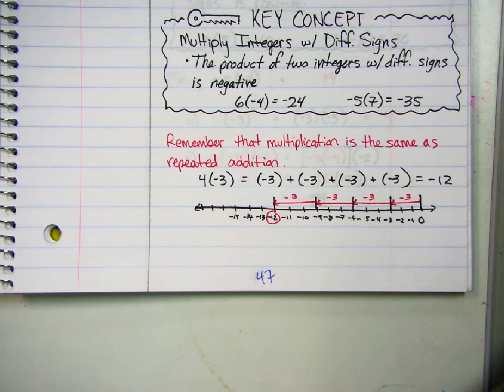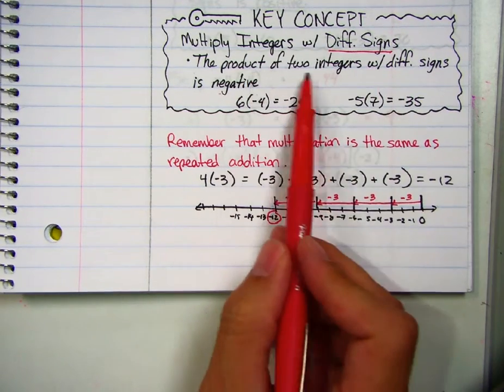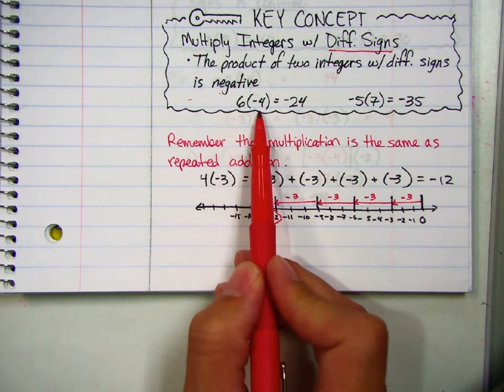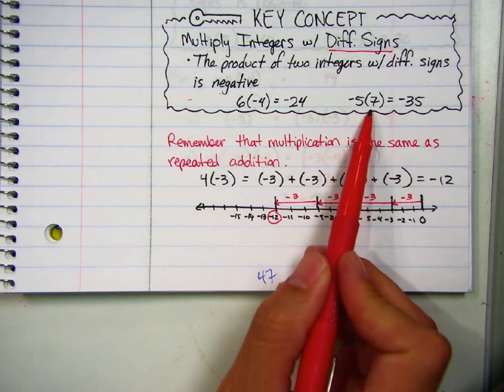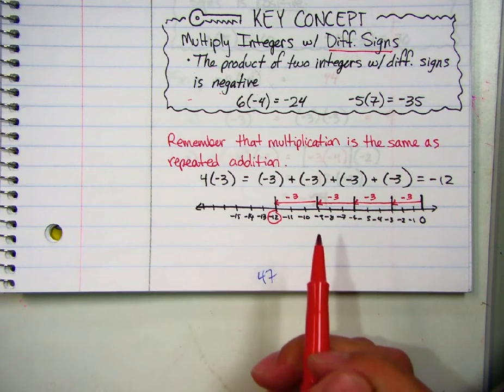So now let's go over the key concept, okay? Multiplying integers with different signs says the following. The product of two integers with different signs is negative. Multiply a positive times a negative, it's negative, or negative times a positive, negative. So if the signs are different, your sign will be negative.